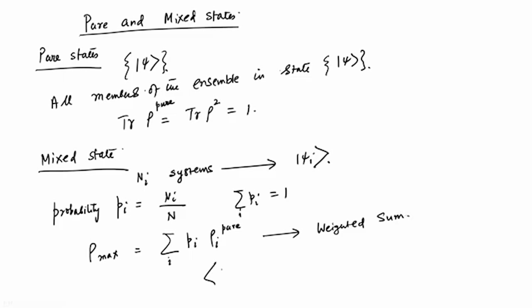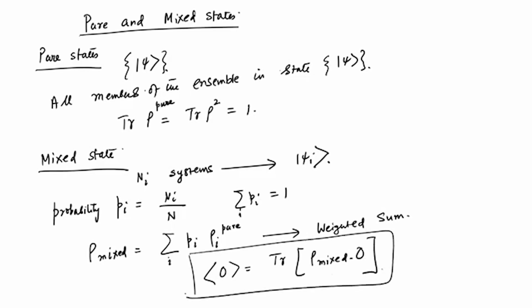The expectation value of any operator, let us call it O, is nothing but the trace of rho, in such a state. It is not max, it is mix. I mean what I mean is mixed states. So, let me write it in full: rho mixed and O. Okay. So, this is the definition of the expectation value in the mixed state.